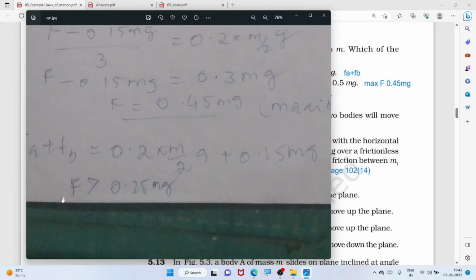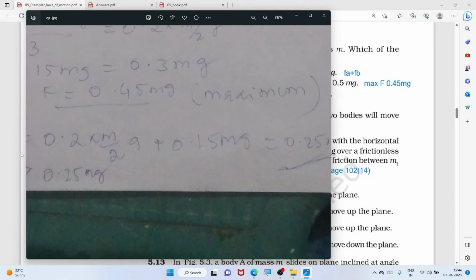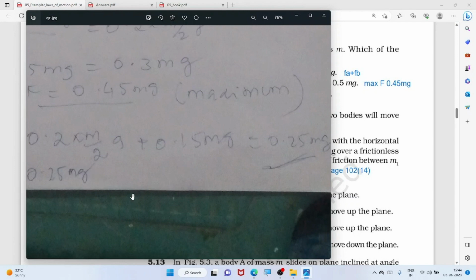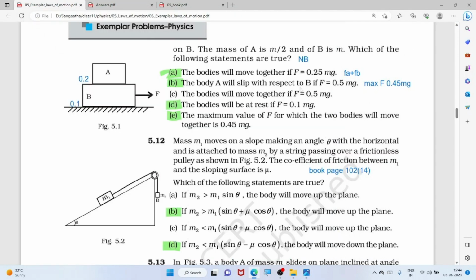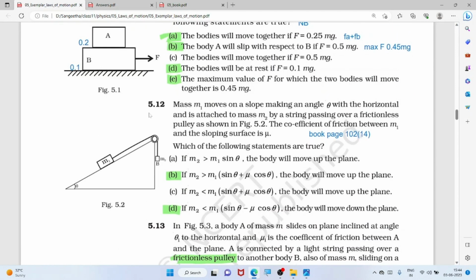0.45 mg, FA plus FB, okay, that is 0.25. Okay, so here we have 0.25, and 0.45 is the maximum. Up to FA plus FB, they will move together, and if it is greater than the maximum, then it will slip.